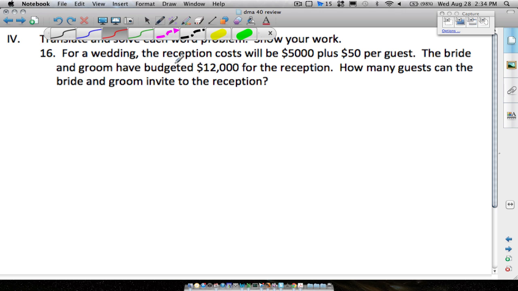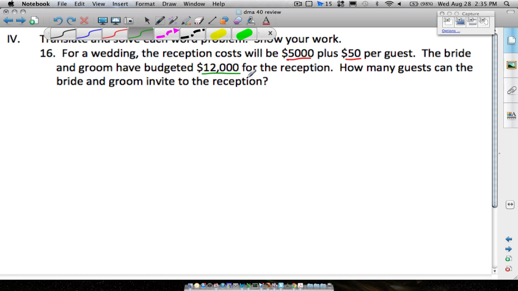Alright, so for a wedding, the reception cost will be $5,000 plus $50 per guest. The bride and groom have budgeted $12,000 for the reception. And the question we want to answer, how many guests can the bride and groom invite to the reception? Now, since this module revolves all around equations, I want you to set up an equation, solve the equation, and then answer the question.